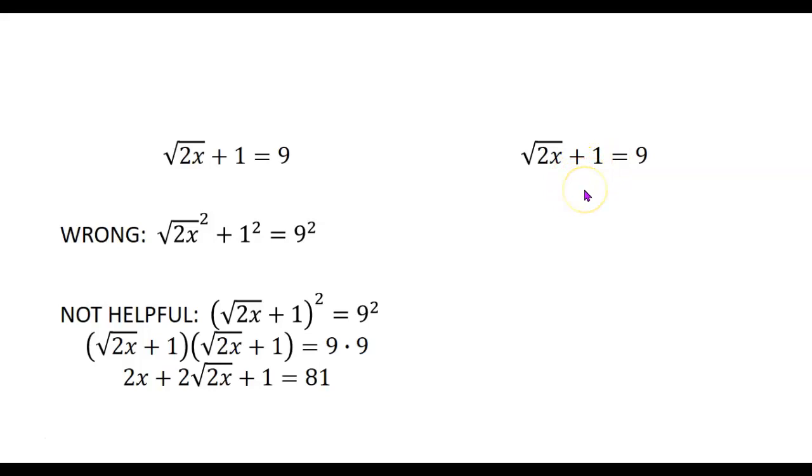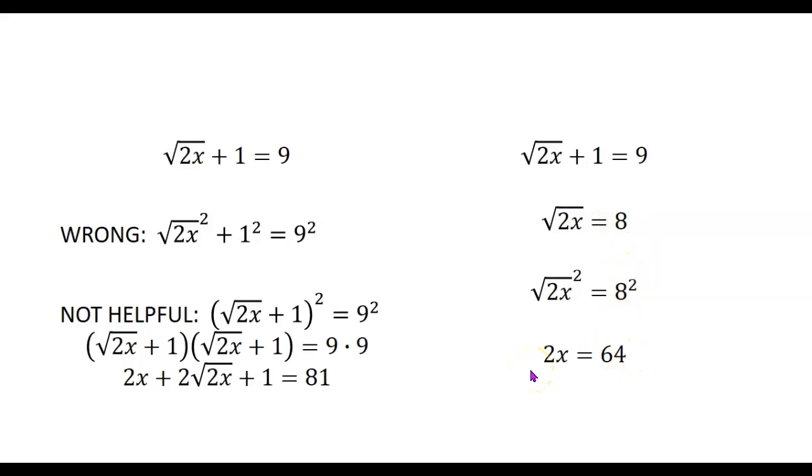Before I do any squaring, I am going to get rid of the plus 1 by subtracting 1 on both sides of this equation. So if I subtract 1 from both sides, I get the square root of 2x equals 8. I subtracted the plus 1, so that's why I just had the square root of 2x here, and then the 9 minus 1 gives me the 8 over here. Now I am going to square both sides. That undoes the square root. Square root of 2x squared is just 2x, and 8 squared is 64.